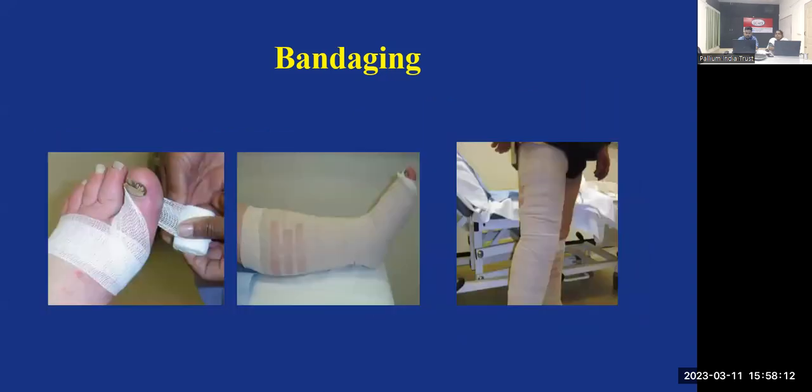The bandage should be the same for the upper limb and the lower limb, but for the upper limb you have to cover the fingers also. Here also you can cover. If there are small toes, you may not be able to cover them because of their small size.